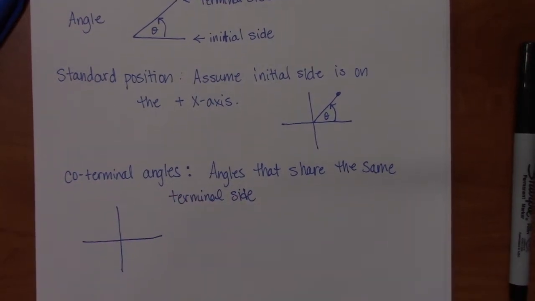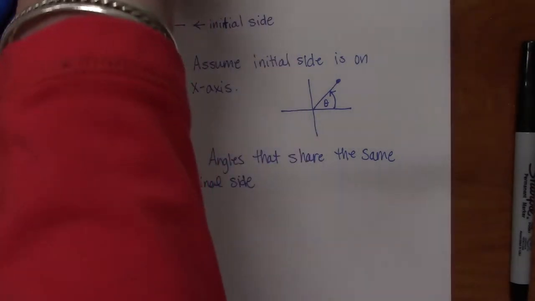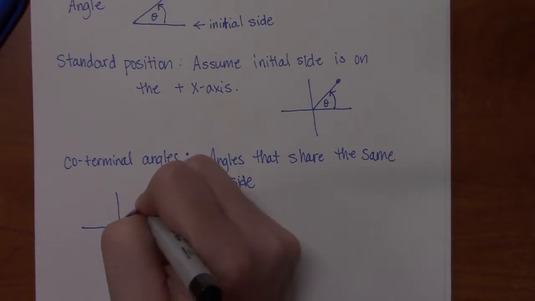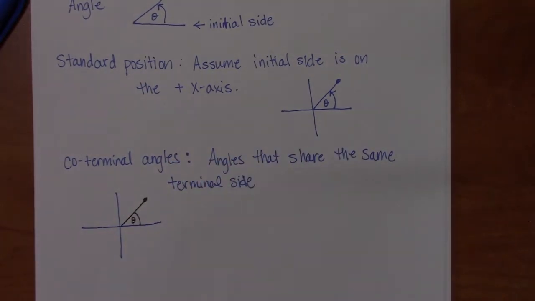So let's see what we mean by that. Let's say I have an angle in standard position, and its terminal side is in the first quadrant. So I just have some angle theta. If I want to find a coterminal angle, it would also have to start on the same initial side and share the same terminal side. If I just redraw what I just drew, that's just the angle I started with.